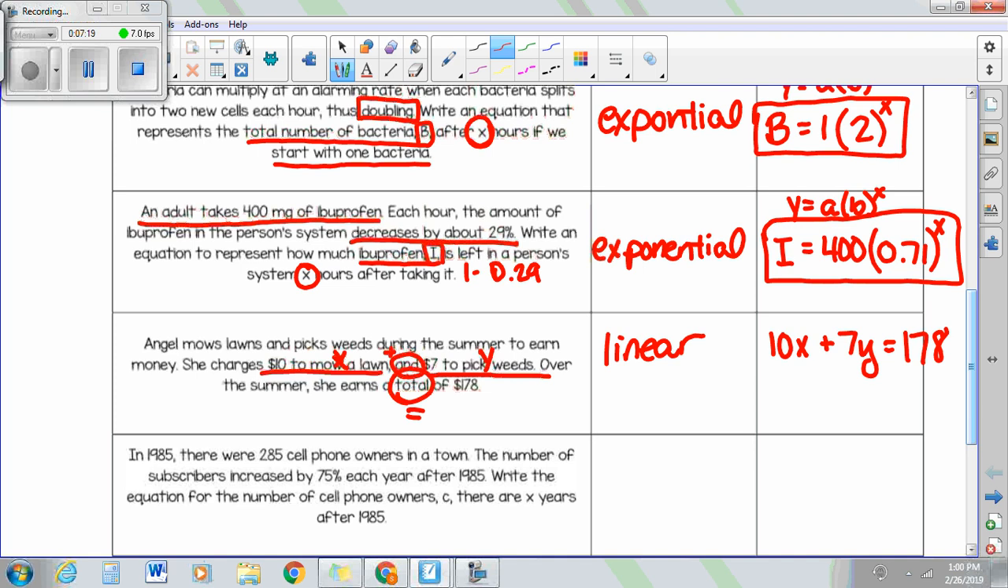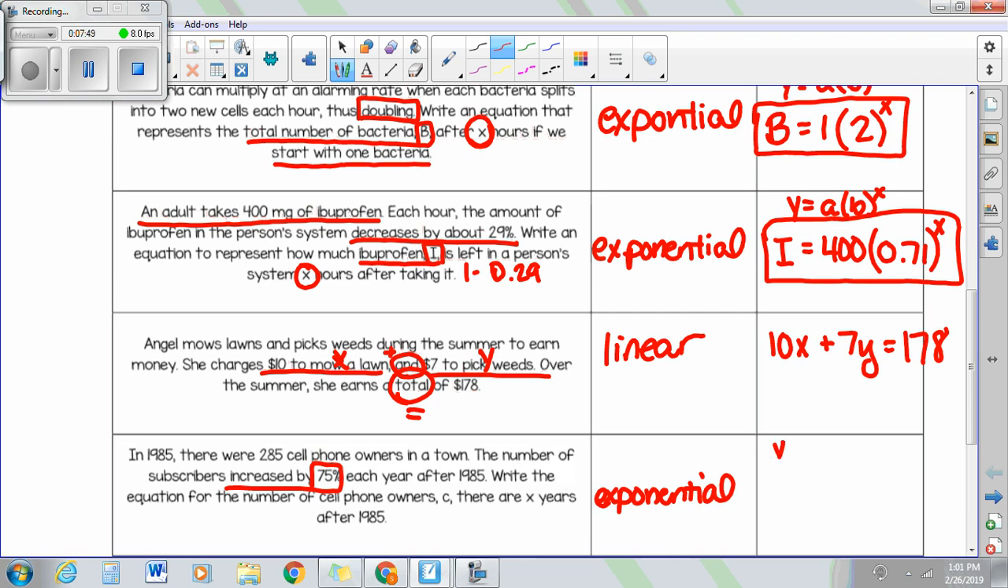The last one says, in 1985, there were 285 cell phone owners in a town. The number of subscribers increased by 75% each year after 1985. Write the equation for the number of cell phone owners, C, where there are X years after 1985. So if I read through this one, I see increased by 75%. That is exponential because I see percentages.